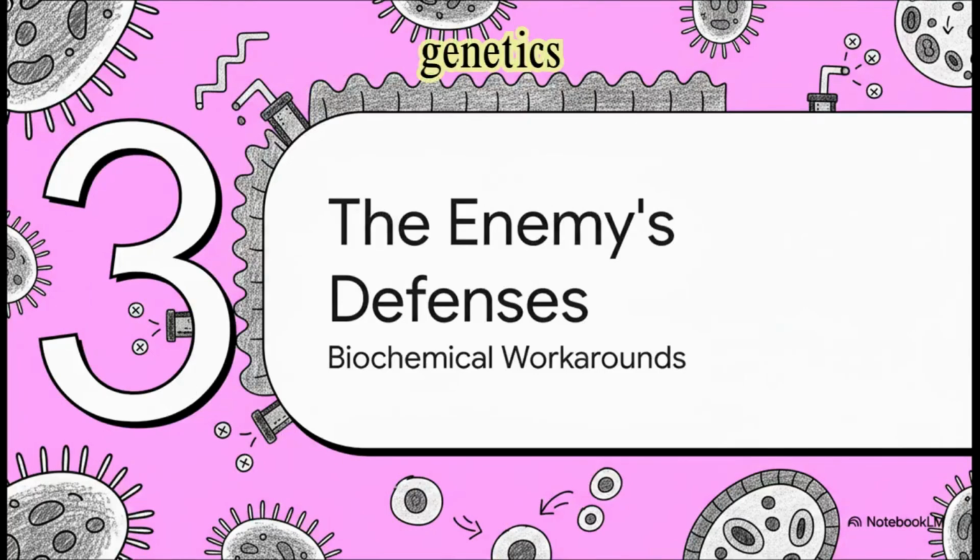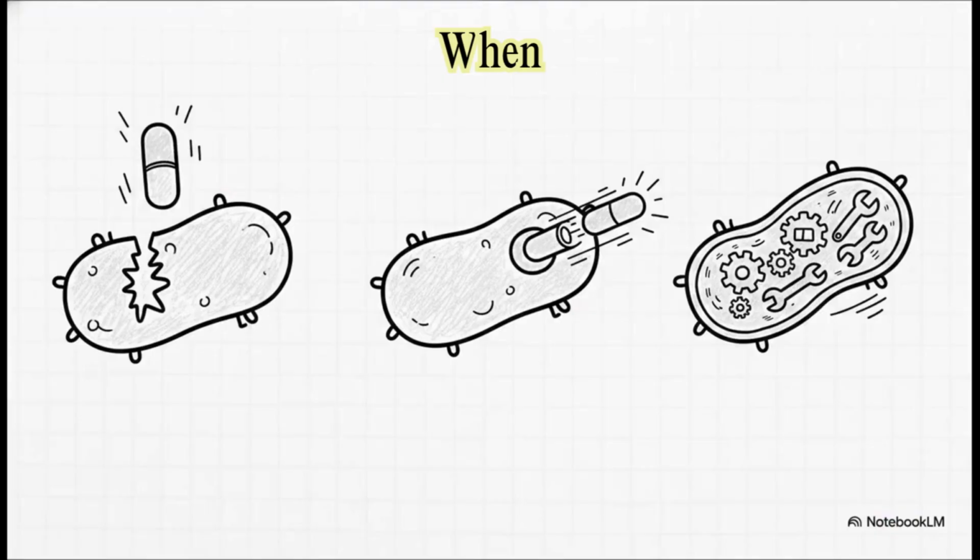Okay, so we've got the genetics down. Let's hit section 3, the enemy's defenses. When those resistance genes are activated, what's actually happening down at the cellular level? How are they physically stopping our drugs? Well, it boils down to 3 main biochemical workarounds. The crucial point here is that bacteria physically adapt their structure.